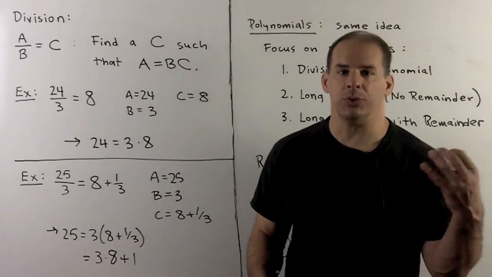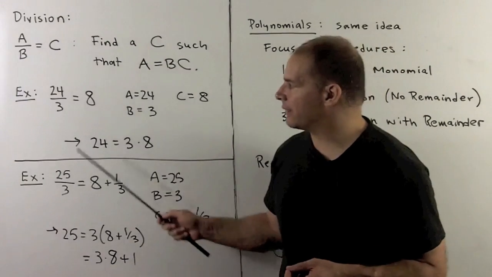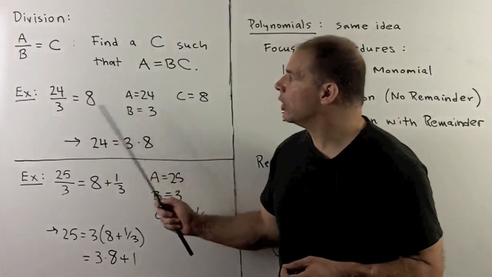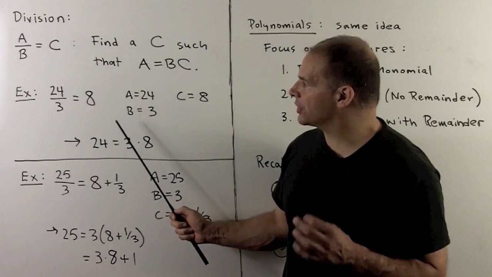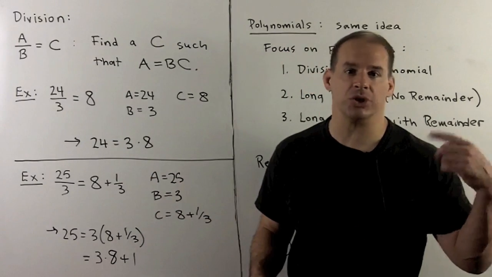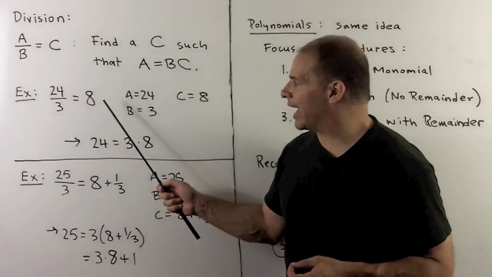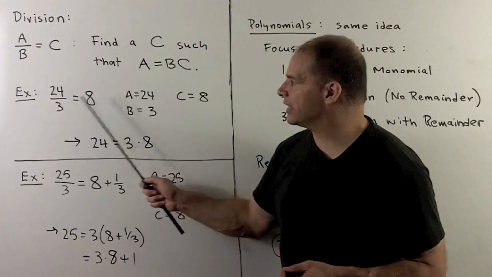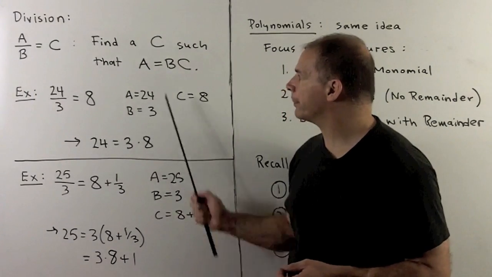Now, if we do this with numbers, as usual, if I take 24 divided by 3, I'm looking for a number such that if I multiply it by 3, I get 24. And you have your procedure for doing division. So the answer is 8, and we check our work. 3 times 8 is 24.